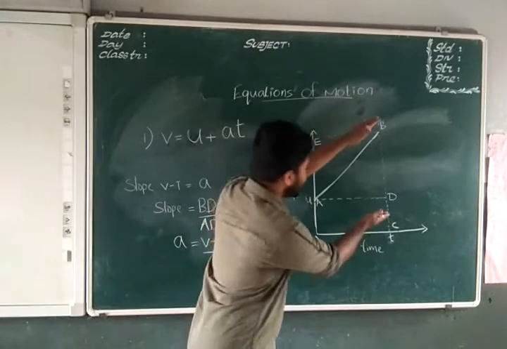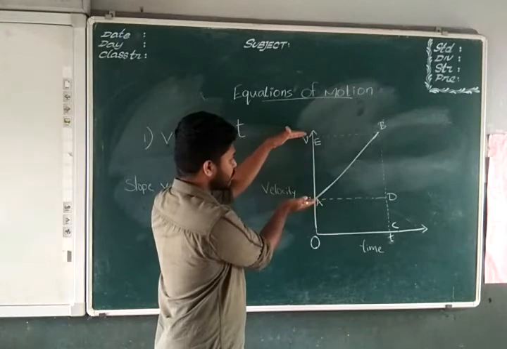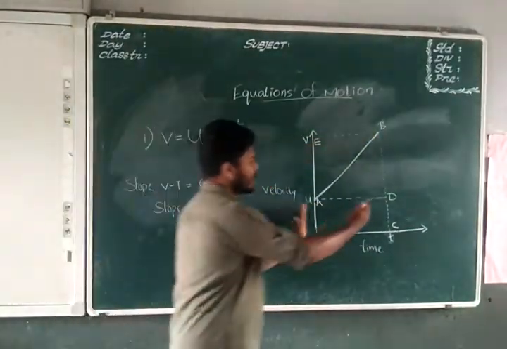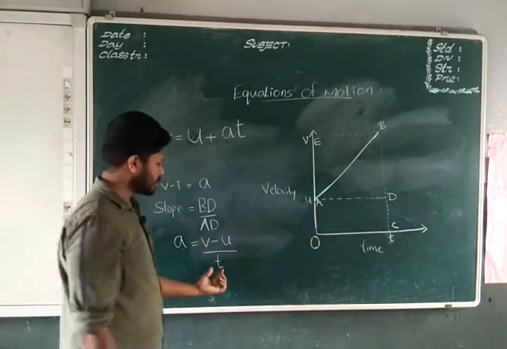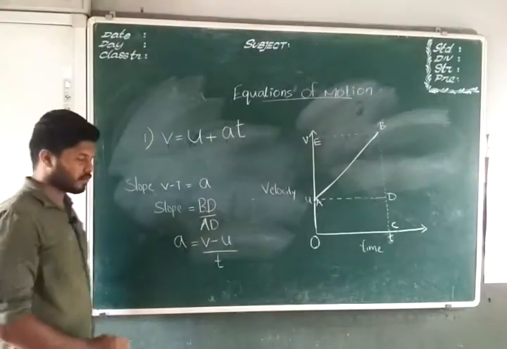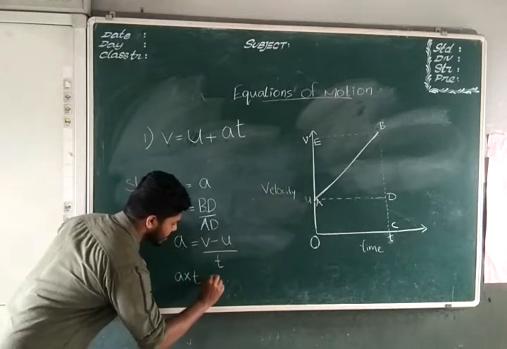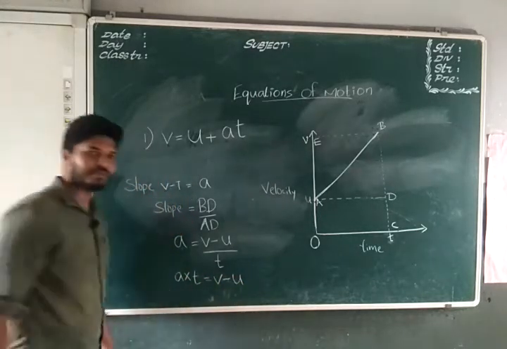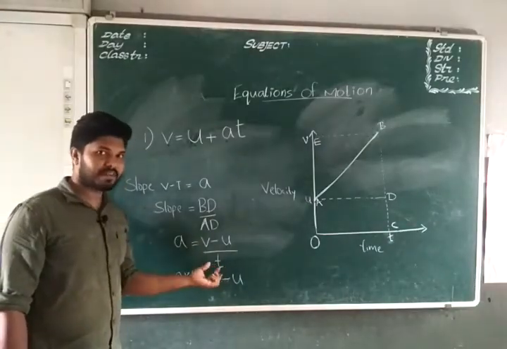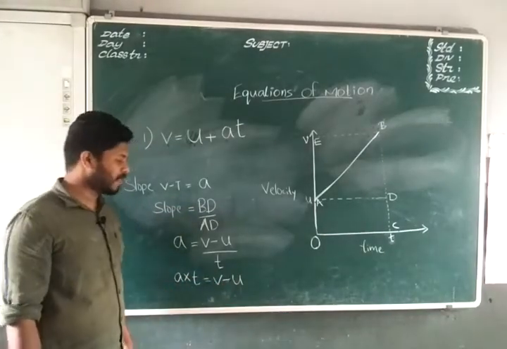Then slope is BD by AD. BD is equal to V minus U, and AD is the time, that is T. So a equals V minus U divided by T. Now take this T to the other side, so it will become a into T. A into T is equal to V minus U. We are taking this denominator T to the other side, so it becomes into T. AT is equal to V minus U.